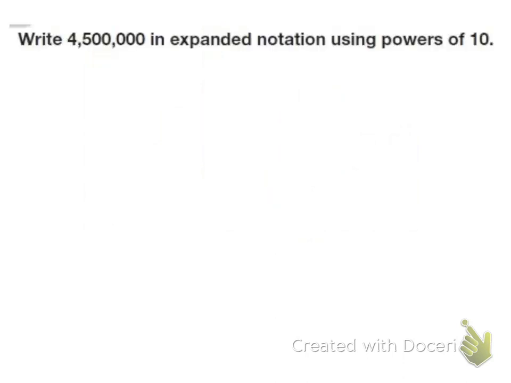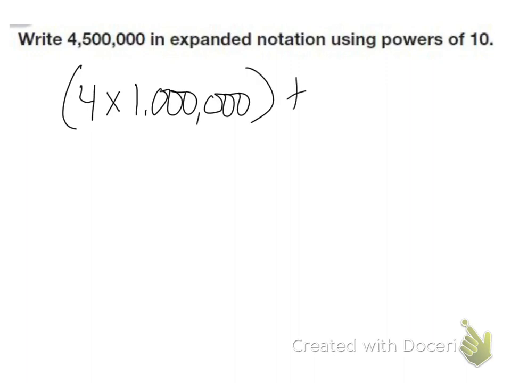So if I wanted to write a number in expanded notation using the powers of 10, it would look like this. So we have 4,500,000. So normally we would write 4 times 1 million, plus 5 times 100,000.